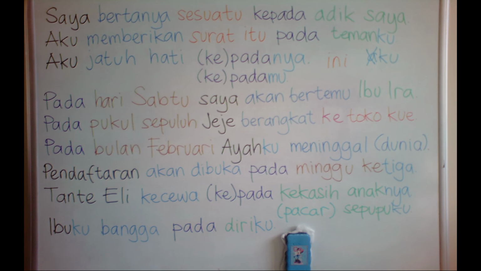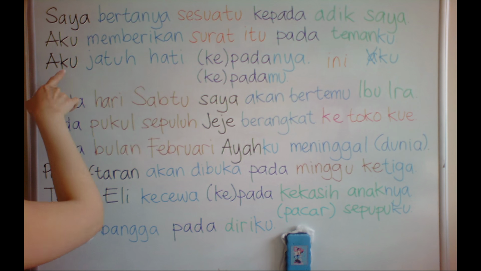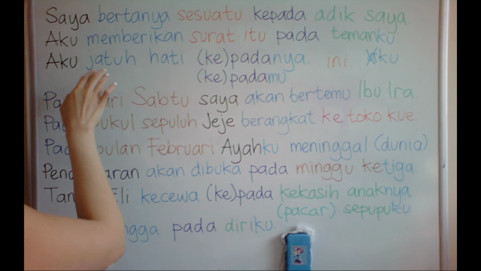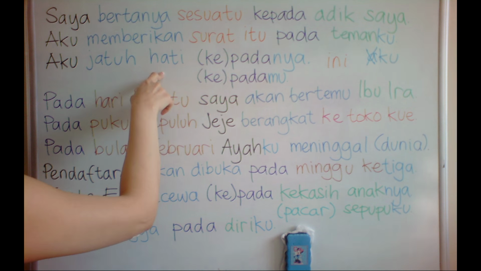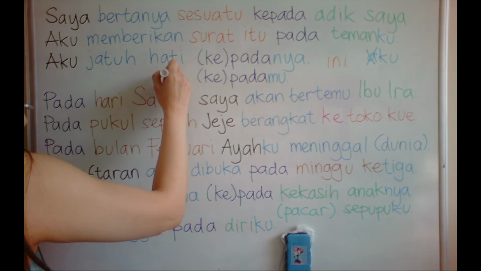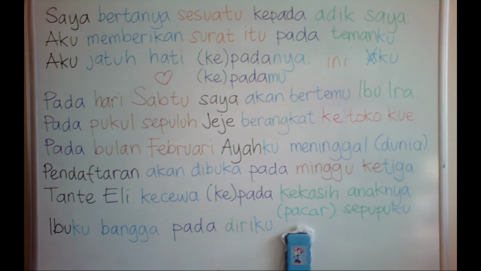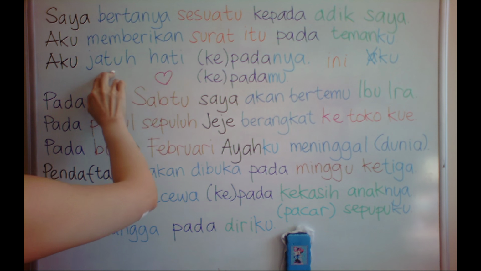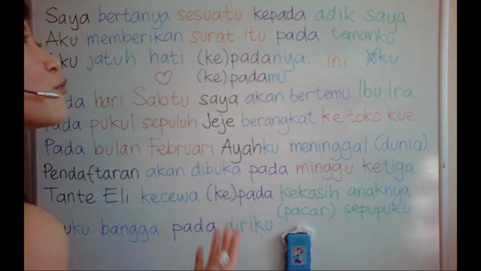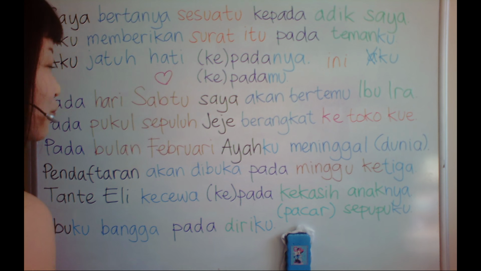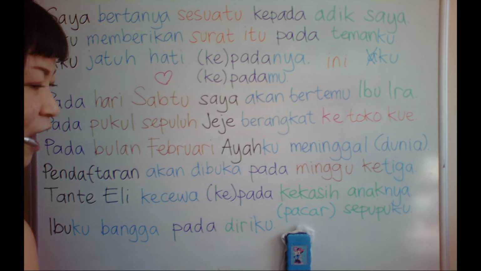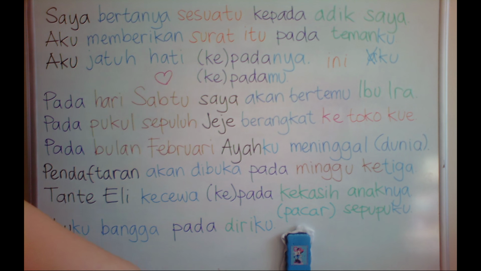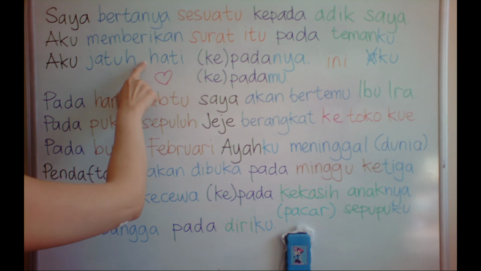And now this sentence. I jatuh, fall, hati, heart. I will draw a heart here. So it's falling in love, but in Indonesian language or Bahasa Indonesia, you say fall, heart. Jatuh is fall, falling. So it's not like falling and that feeling of being in love, but you fall your heart. Jatuh hati. Space here.